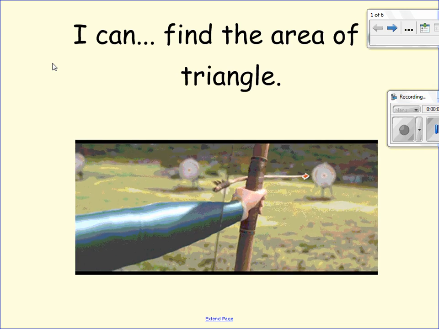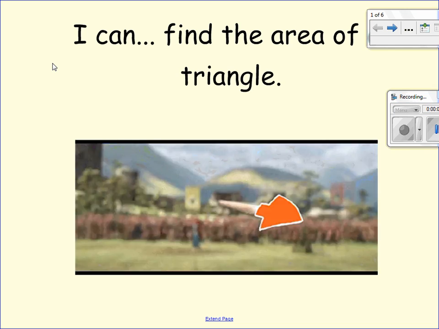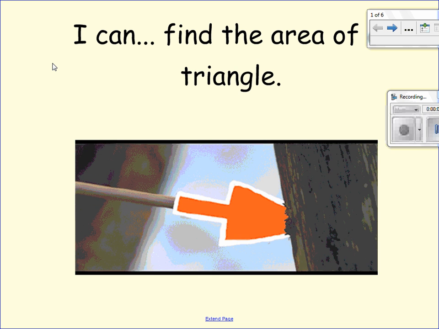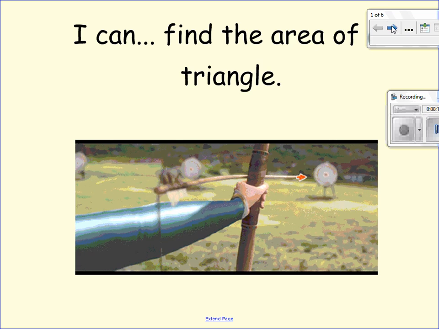Hello, mathematicians. Our can statement today is I can find the area of a triangle. We've learned about the area of parallelograms, which is base times height. Tonight, let's look at triangles.